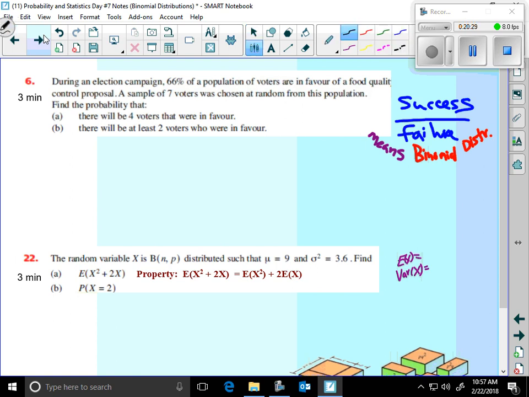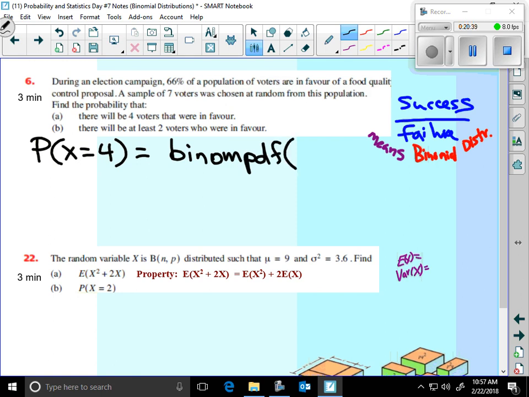The probability that x equals 4 would equal binomial PDF. How many are there? 7 voters. What's the probability that they were in favor? 0.66. And exactly 4. That's how I would do it. Plug it right in, done.